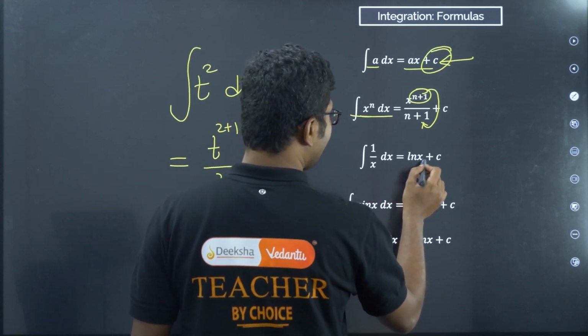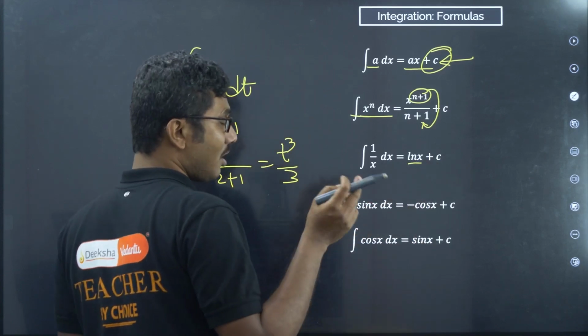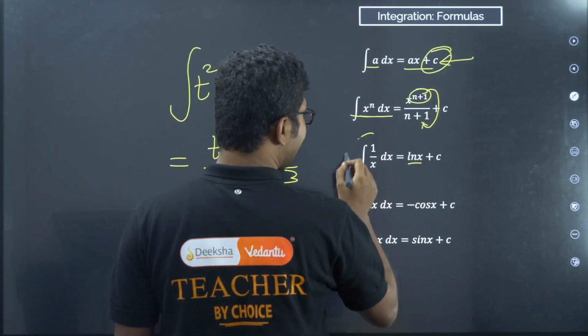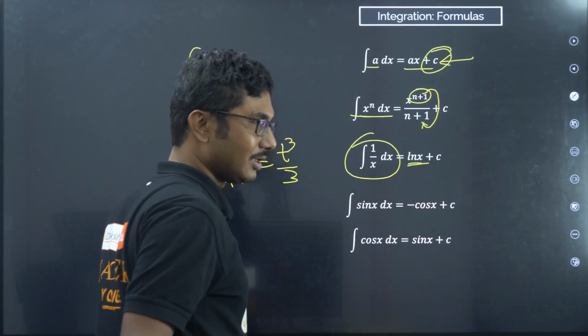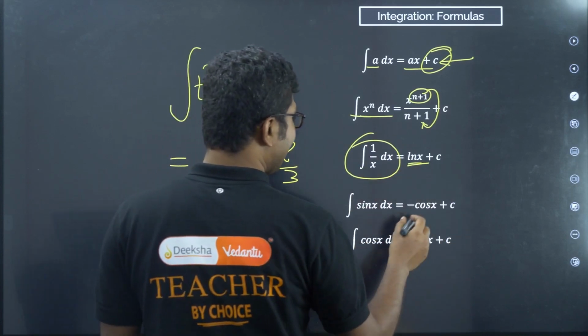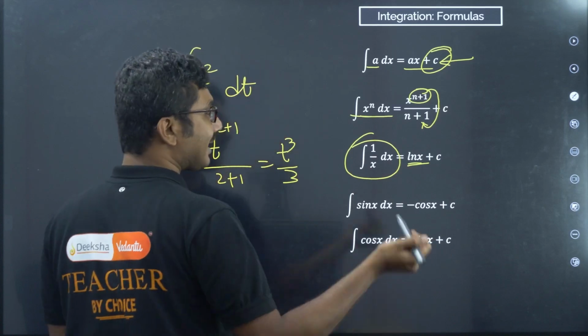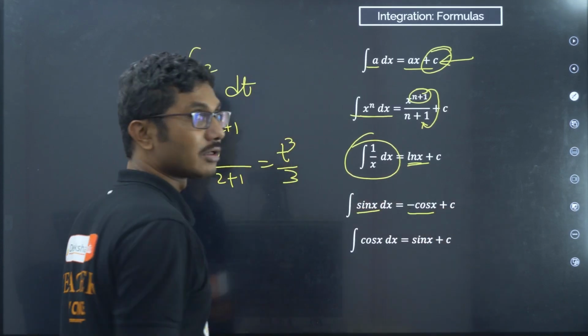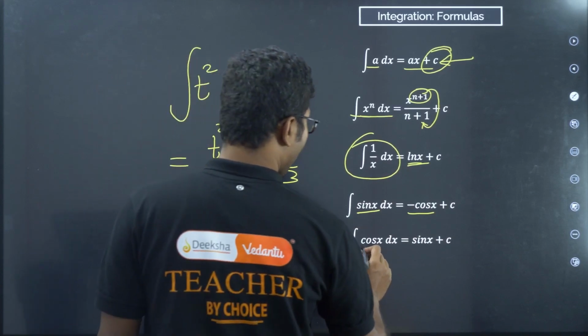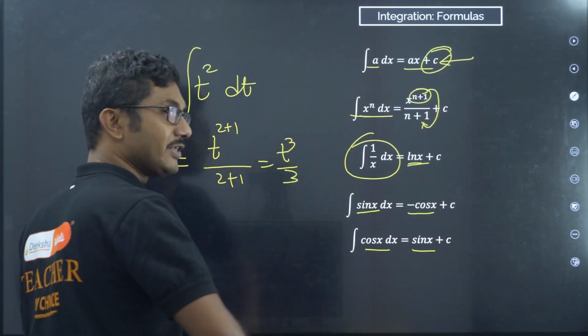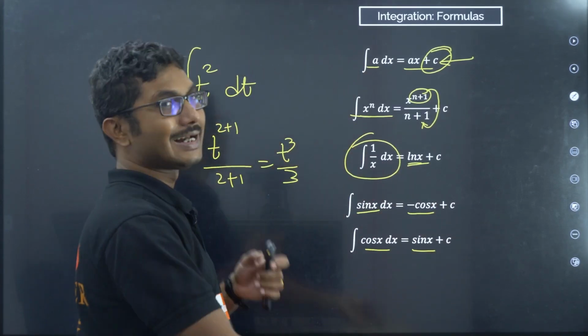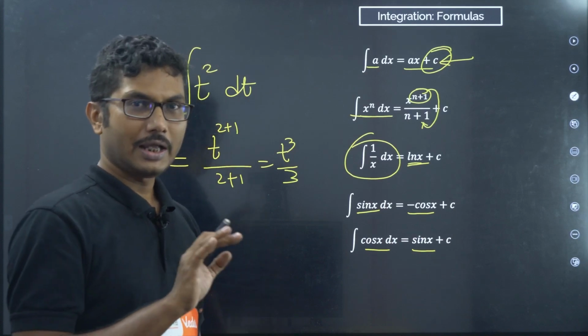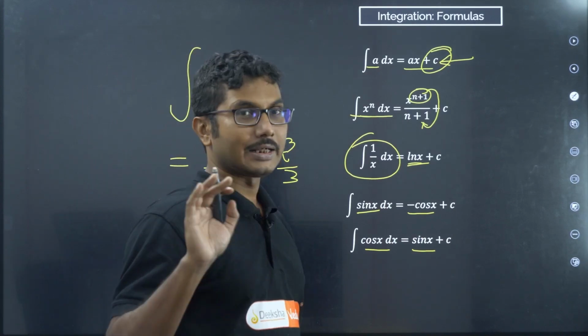So when differentiating ln x, we got 1 by x. So when we integrate 1 by x, we get ln x. Okay. Similarly, when we differentiated cos x, we got minus sin x. So when we integrate sin x, we will get minus cos x, and for cos x it will be sin x. So whatever differentiation we get, while doing integration we get the reverse. Okay, that is also a simple thing that you should remember.